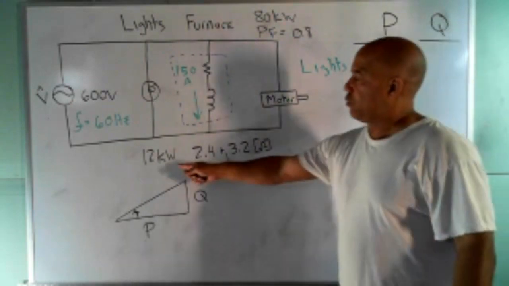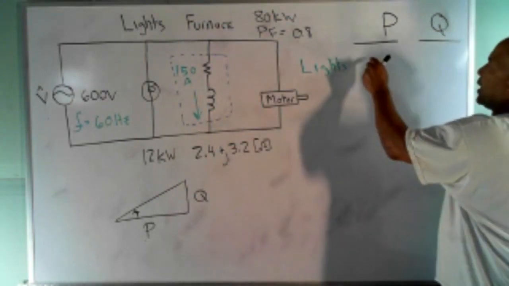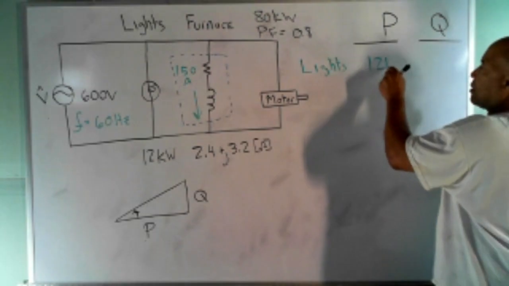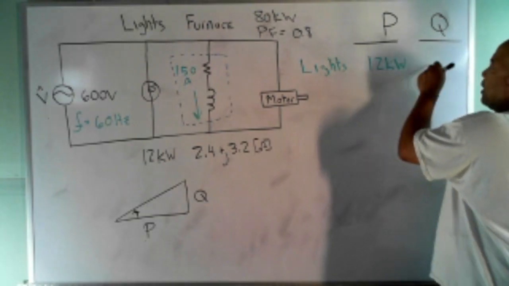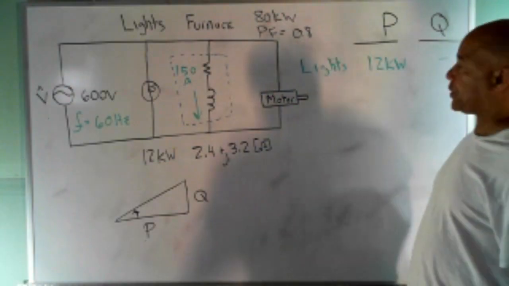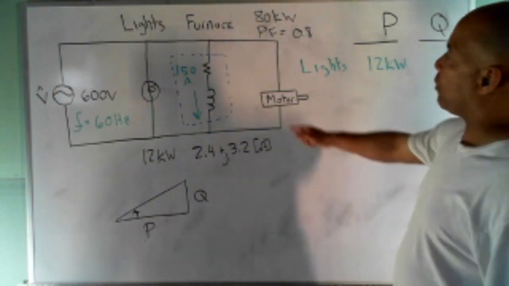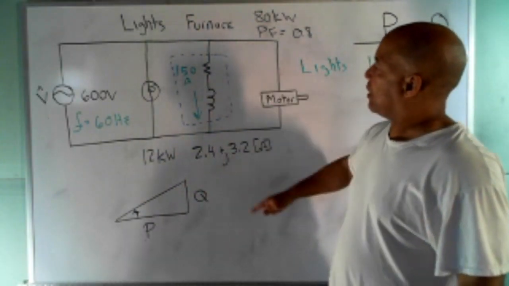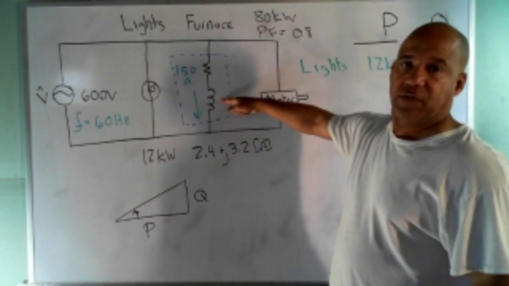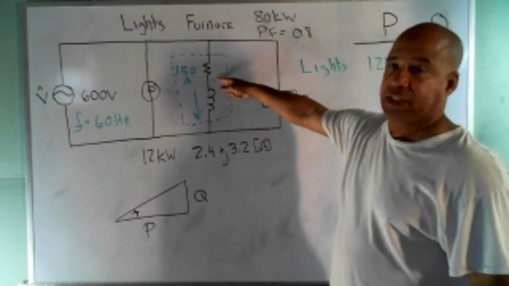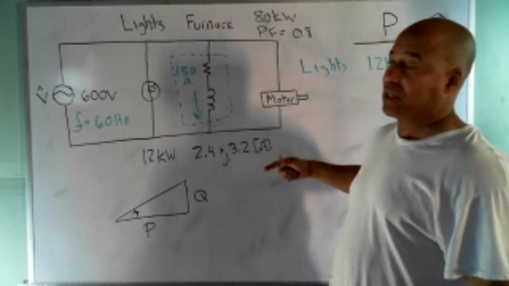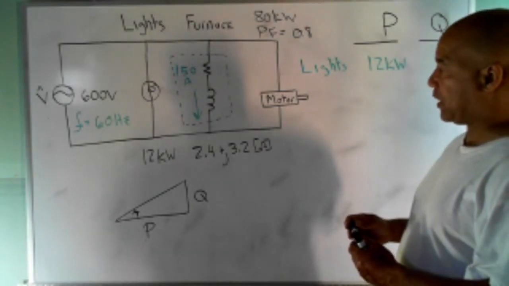My total, they give me 12 kilowatts. So I got 12 kilowatts. And we don't have anything there for the lights. For the furnace, I have an inductive load and a resistive load. So I'm going to have watts and I'm going to have some inductive power. So let's figure out what that is.